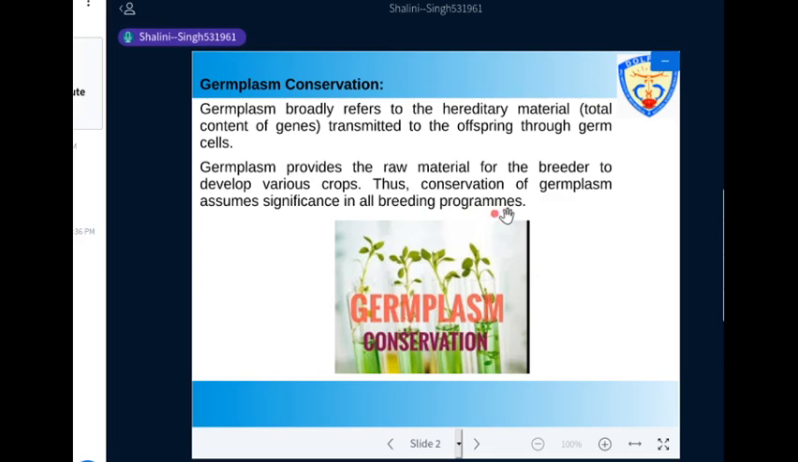Germplasm is necessary for the conservation of all the genes which are present in any given crop species, and if we have collected all the germplasm of any said species, then we can do a breeding program for the improvement of a particular crop species for higher yield, higher productivity, and for protection against various biotic and abiotic stresses.